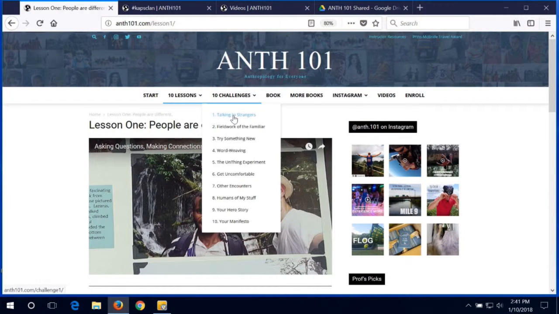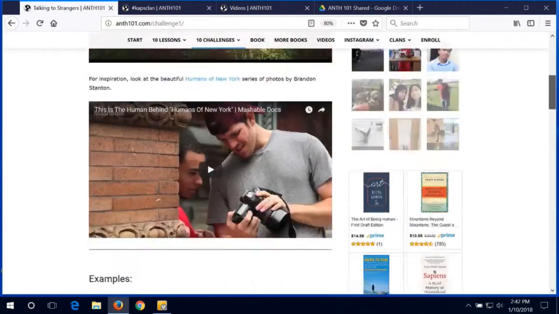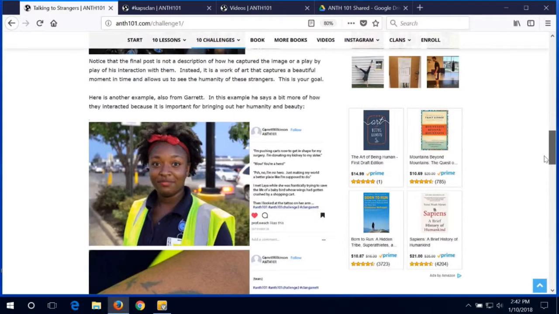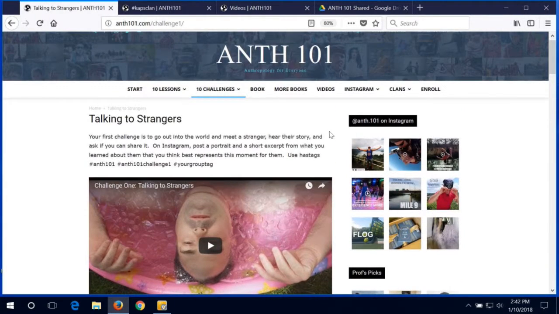And then the challenge is to go out and actually talk to strangers and meet people that you've never met before, and take their photograph and hear their story. Moving forward, challenge 2 is trying to see your culture in a new way.